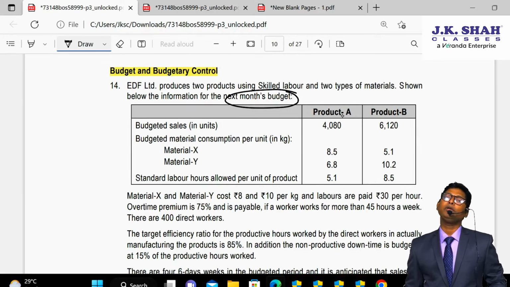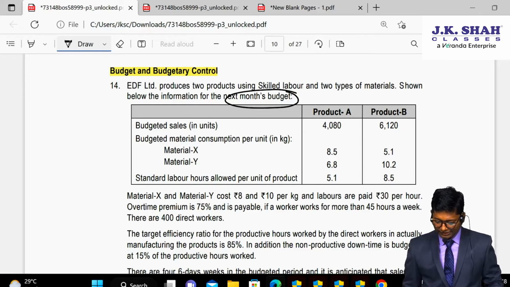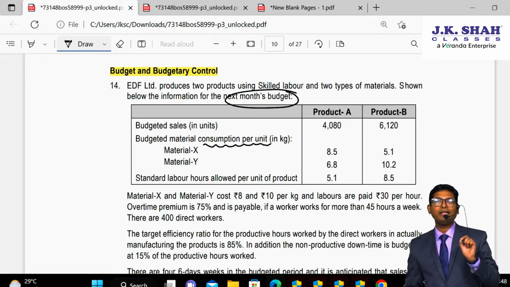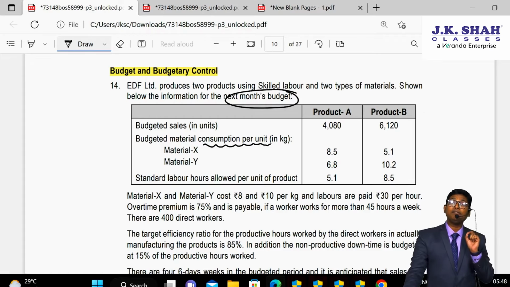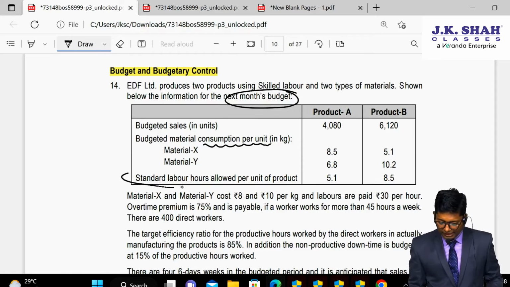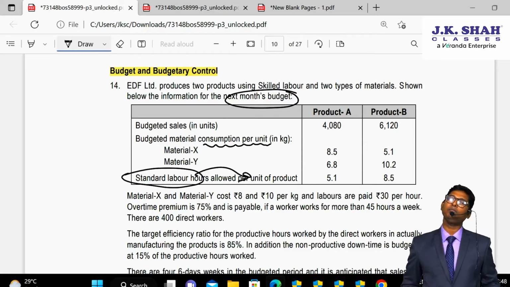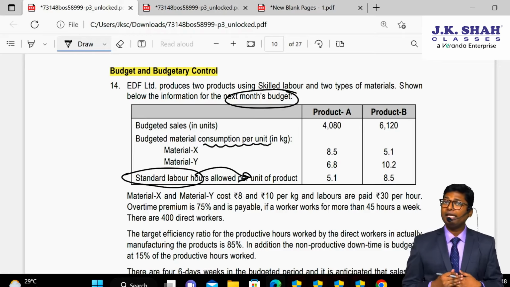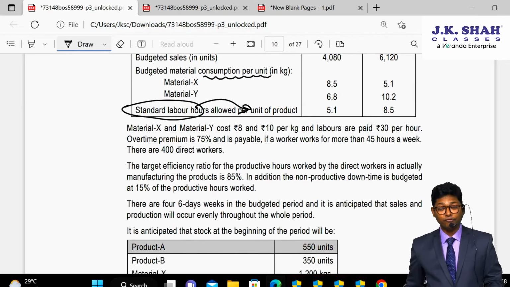So two products you are producing, product A and product B. Budgeted sales units are given. Budgeted sales units is the sale quantity. Budgeted material consumption per unit, consumption of material is not expressed in full, it is given on per unit basis. That means if company wants to produce 1 unit of A, how much material is to be consumed? Then material to be consumed for producing 1 unit of B is also given, and along with that standard labor hours are also given on per unit basis. Means budget is available, estimation is available, but only for 1 unit. We need to calculate it for full.